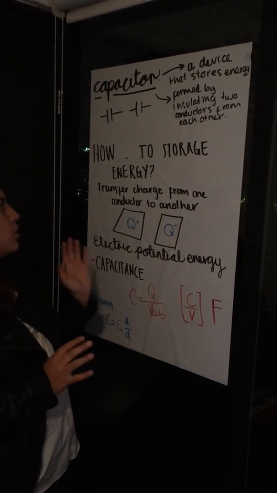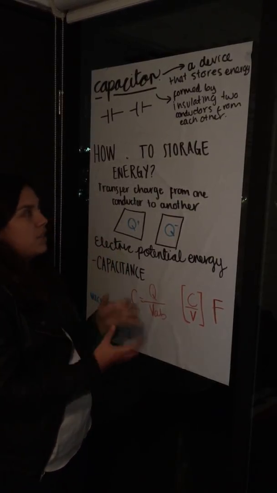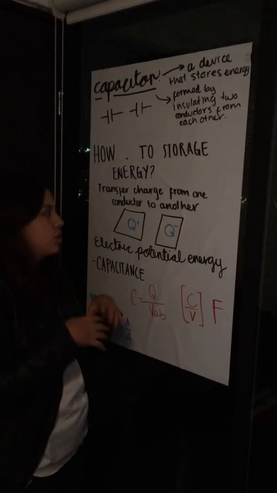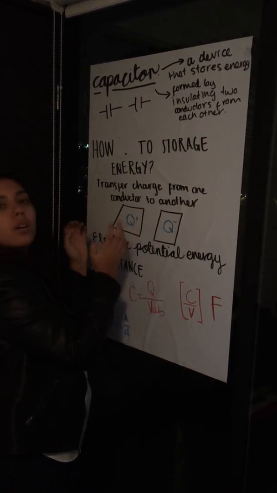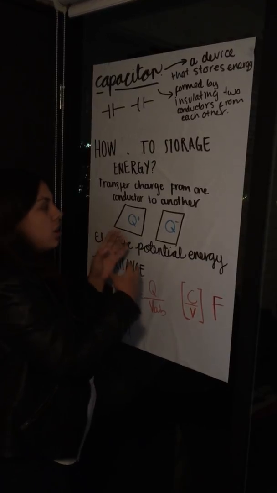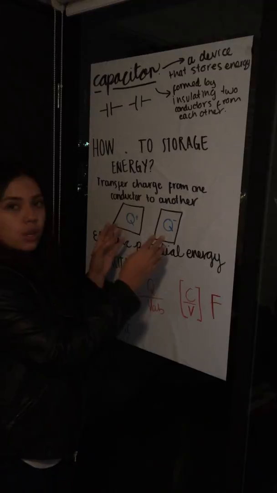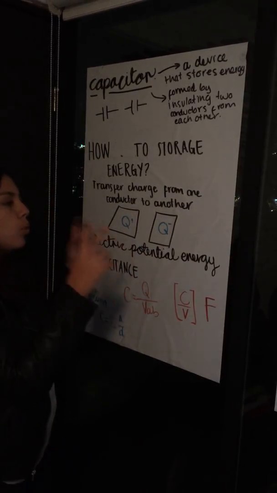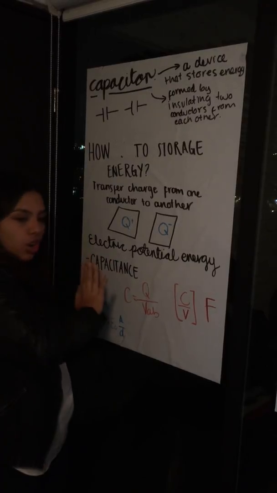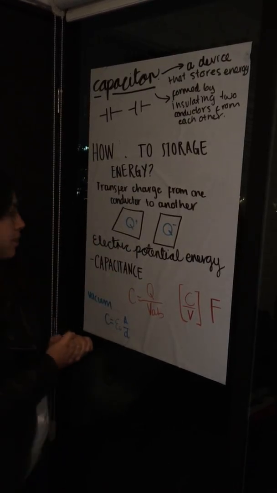Well, if we transfer a charge from one conductor to another, we would have this energy storage, leaving one conductor with a Q positive charge and the other with a Q negative charge. It is important to say that these Q have the same magnitude, and the work done to move one charge from one plate to another is called electric potential energy.